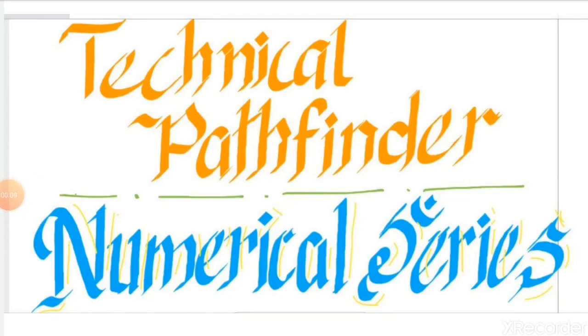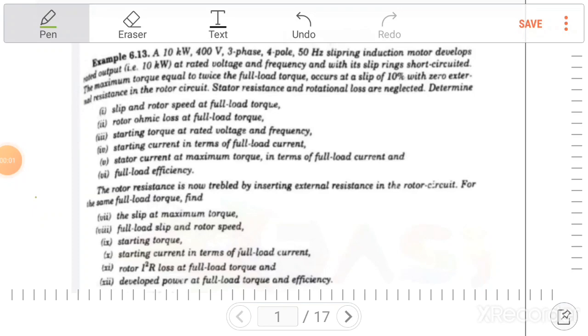In numerical series, we are going to solve one more numerical from electrical machines. Example 6.13 is based on torque ratio and current ratio relations with respect to slip of induction machines.